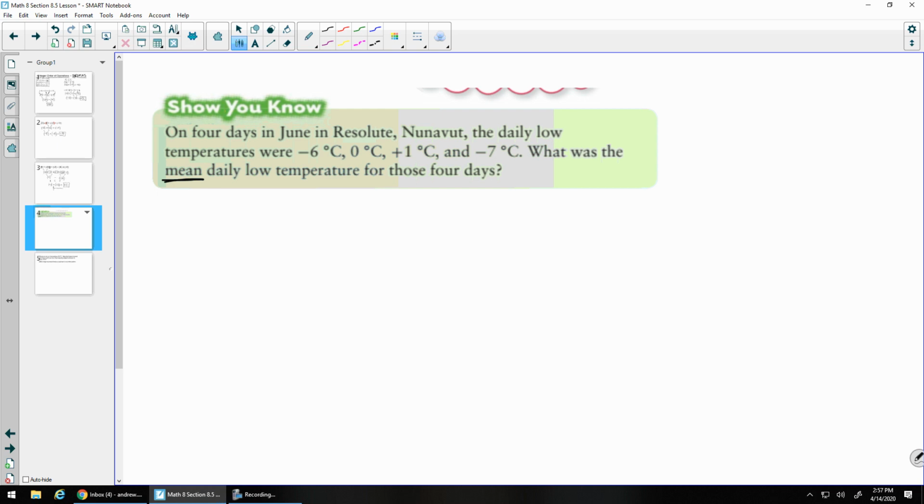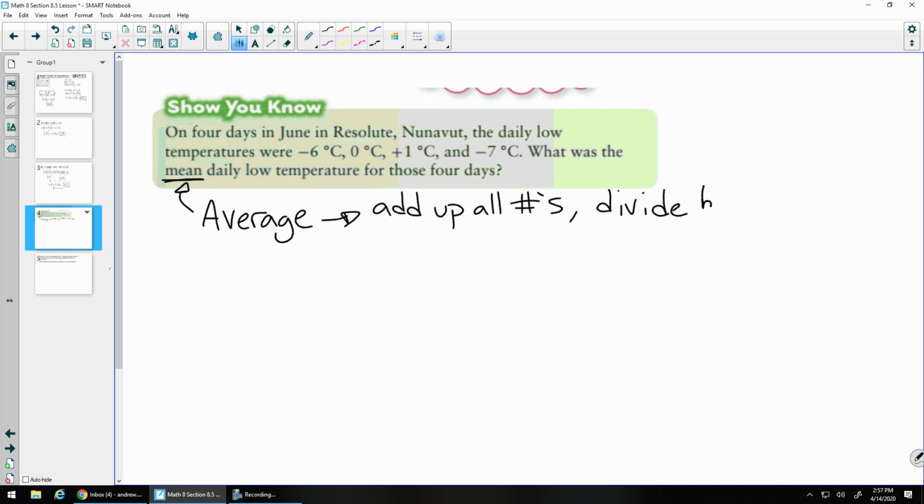So what does mean mean? You have to remember that the mean is, anyone? Average, good. So the mean is your average. So how do you find an average? You add up all the numbers, and then you divide by how many numbers you have, to find the average or the mean of them all. So how many numbers you have, how many numbers you added together.